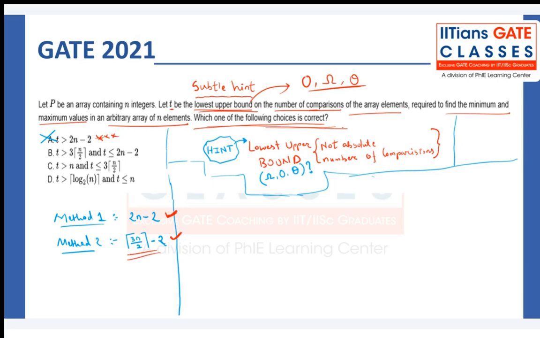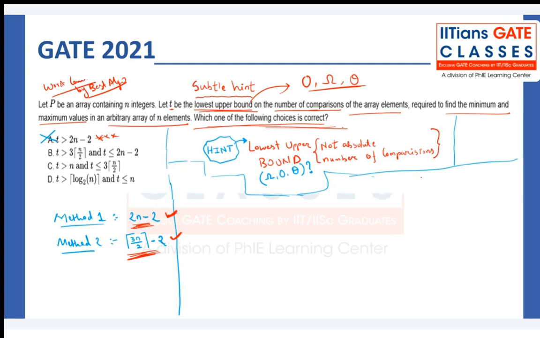So maximum, for the best method we have this, and for the worst method we have this. So lowest upper bound, what it basically means is the worst comparison by the best algorithm, right? So what is the best algorithm? It's 3n by 2 minus 2, our tournament method, right?